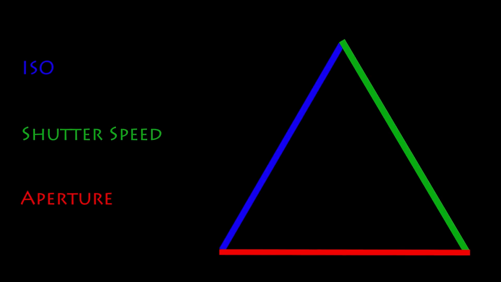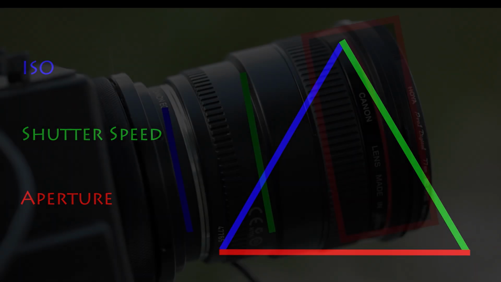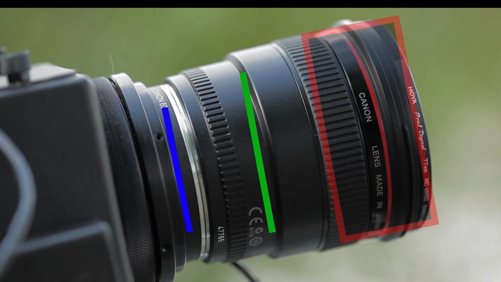In summary, there are 3 factors that determine a film's exposure level: ISO, shutter speed, and aperture. Knowing what each term means and how they relate to each other will help you determine which settings to adjust in order to get the best overall look for your footage.